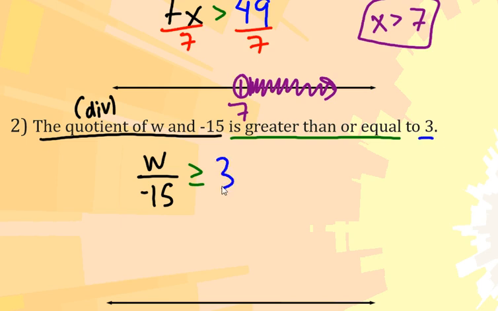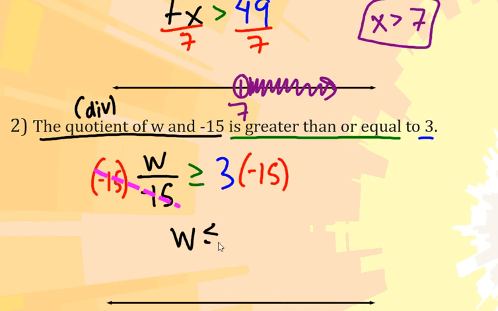So when I translate, it looks like that. Now I need to solve. Multiply both sides by a negative to undo the division. This -15 and that -15 will make the number 1, cancel each other out, so I get w. And then when I multiply both sides by a negative, my sign needs to change. This needs to be a less than or equal to -45.